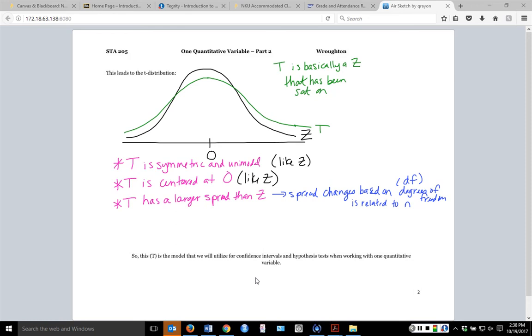And so what you're going to see happen as we dive into a hypothesis test next time is that we're going to be looking at this idea of how a t is going to be used instead.